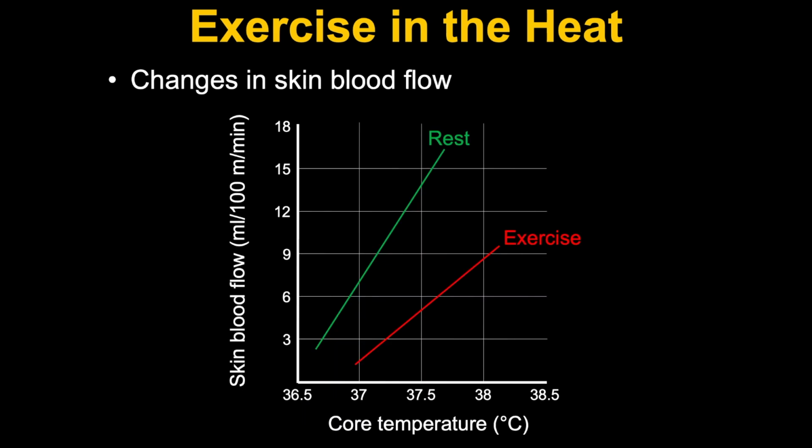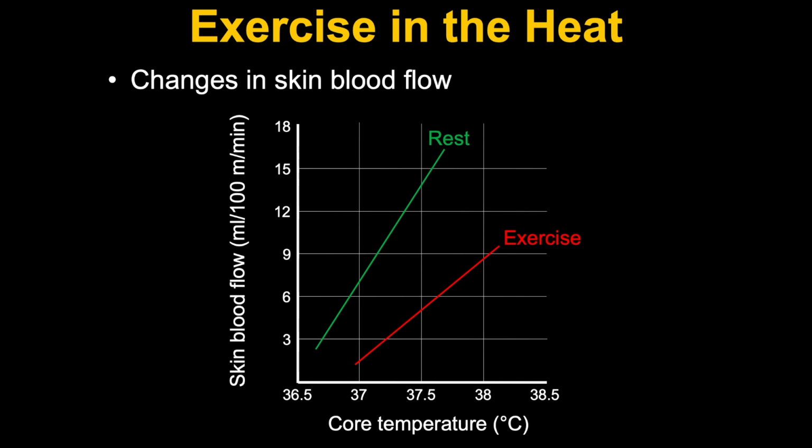Let's use this diagram to take a look at these changes in skin blood flow more carefully. On the y-axis we have skin blood flow, and on the x-axis we have core body temperature in degrees Celsius. The green line represents resting conditions, and the red line represents exercising conditions. So take a look at skin blood flow at rest at core body temperature of 37 degrees Celsius. It sits at about 7 milliliters per 100 grams per minute. During exercise with core body temperature at 37 degrees Celsius, skin blood flow is actually lower. This means that heat regulation really isn't a problem during exercise.